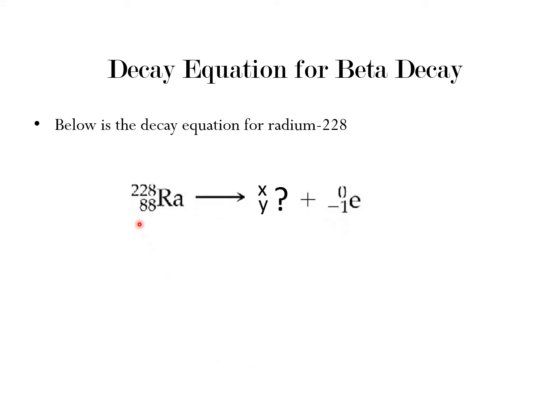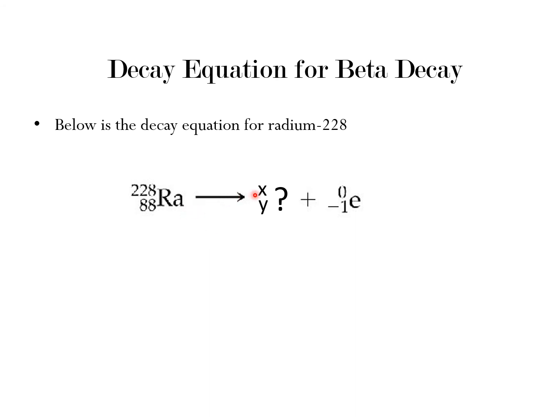Okay, now let's learn how to write the decay equation for beta decay. The steps are still the same as when we write the decay equation for alpha decay. Let's see the decay equation for radium-228. Here is the parent nucleus, this is the unknown daughter nucleus, and this is the beta particle.